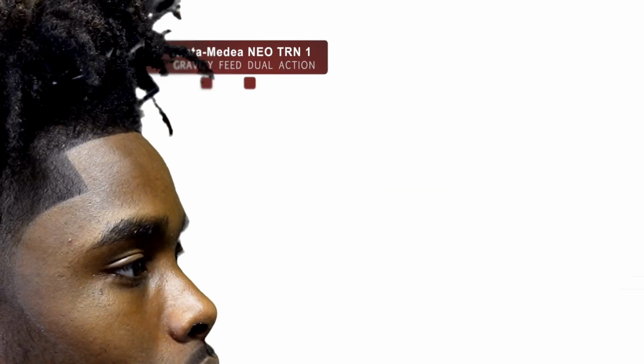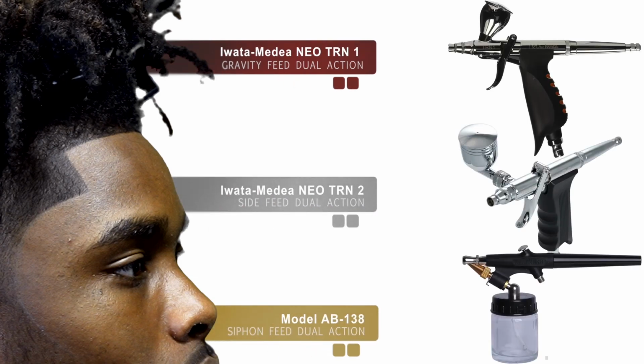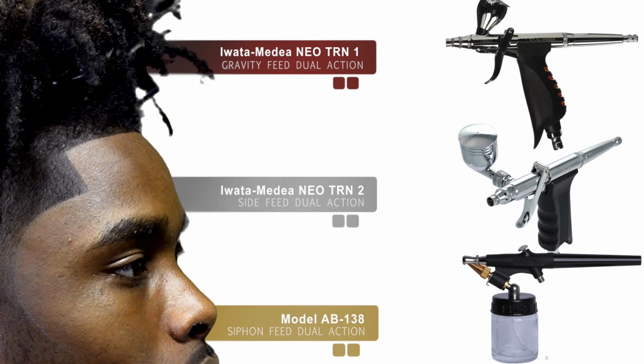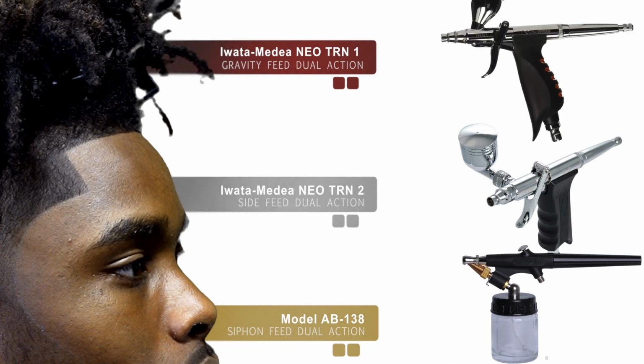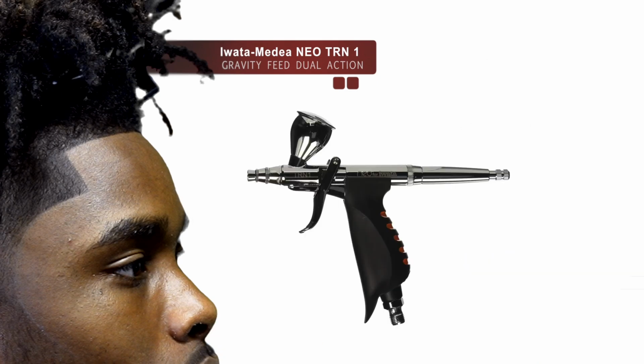Air compressor sprayers use many different feed options, of which there are 3 categories. Side feed provides maximum visibility using various cups or bottles. Siphon feed is used with multiple bottles and larger volumes of spray material. Gravity feed is one of the more popular feed styles that uses very little paint to operate. As highlighted, the spray of choice is the Iwata Neo TRN1.